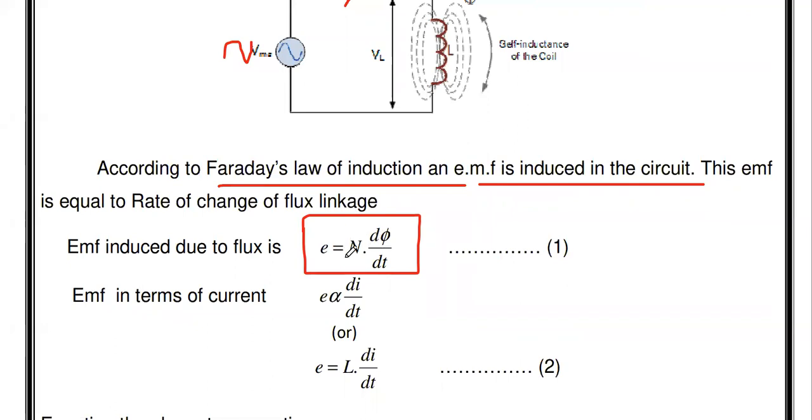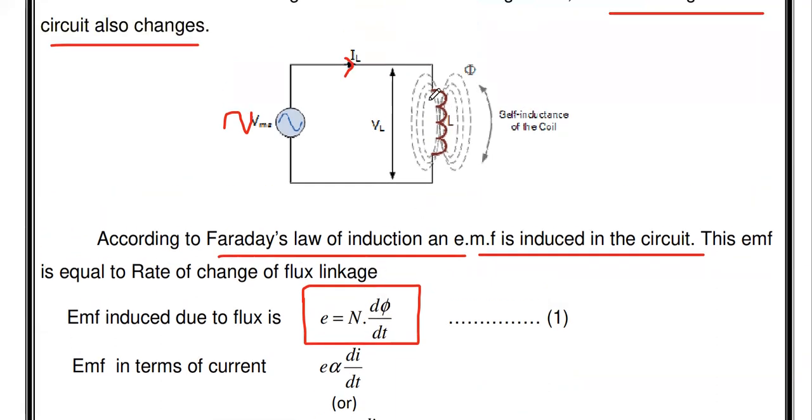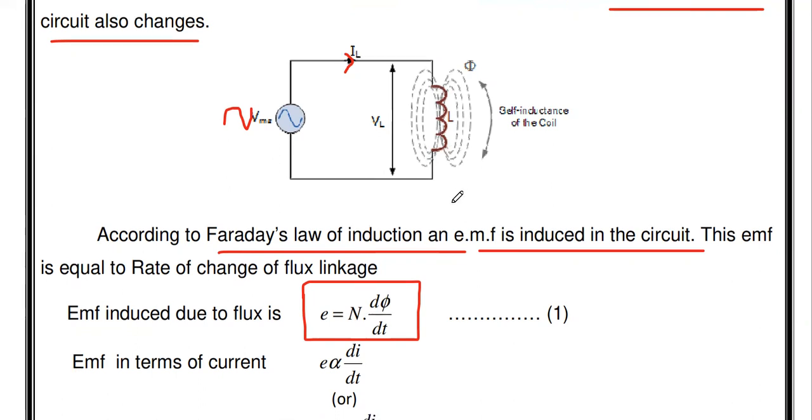In order to equate that proportionality, we put in a constant. That constant is nothing but N, the number of turns in the coil. So the induced EMF E is equal to N times d phi by dt, where d phi by dt is the rate of change of flux linkage and N is the number of turns in the coil. So this is the one thing.